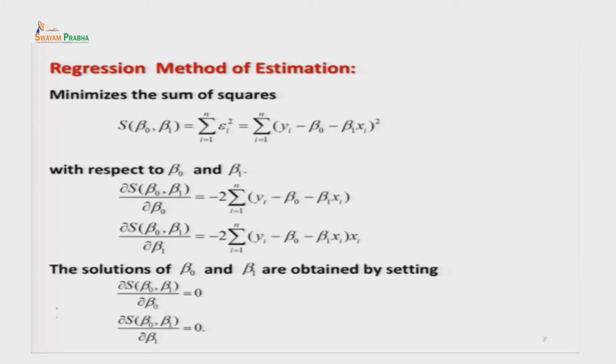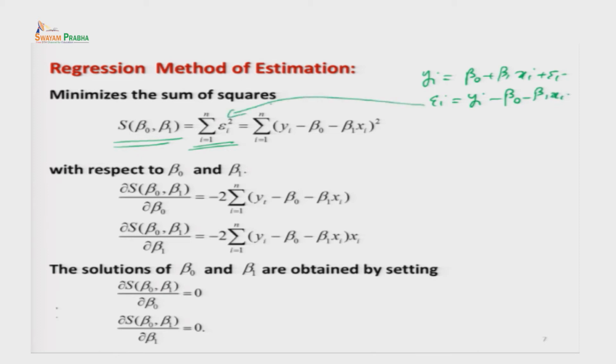So, now I create here a function, say S(beta 0, beta 1), which is equal to summation i goes from 1 to n epsilon i square. Now, because you have here yi is equal to beta 0 plus beta 1 xi plus epsilon i, this epsilon i can be written as yi minus beta 0 minus beta 1 xi. Right. So, this value can be written over here and we get this thing. Now, you simply have to use here the principle of maxima and minima.